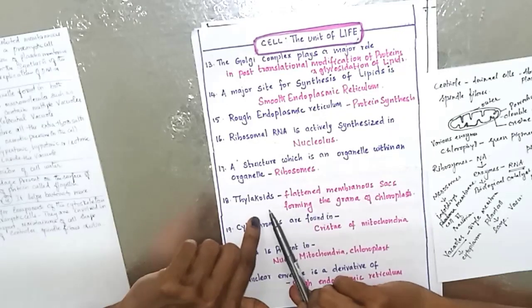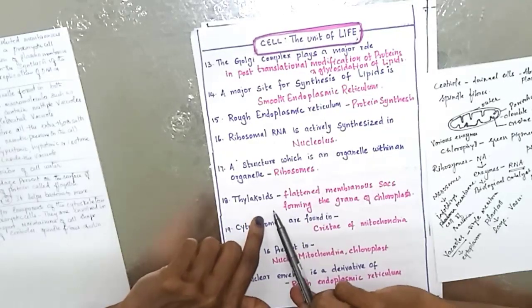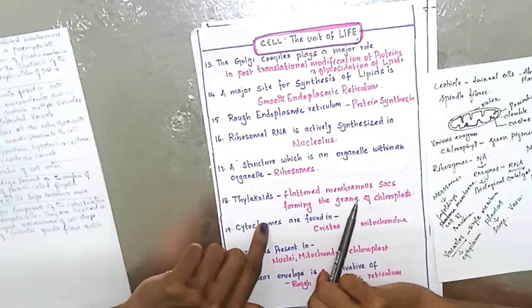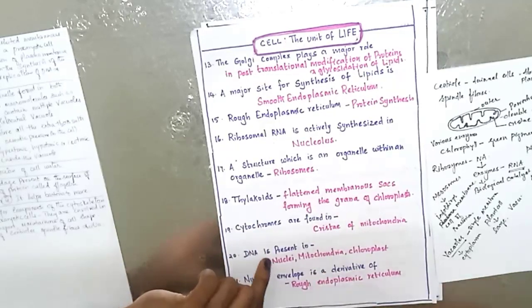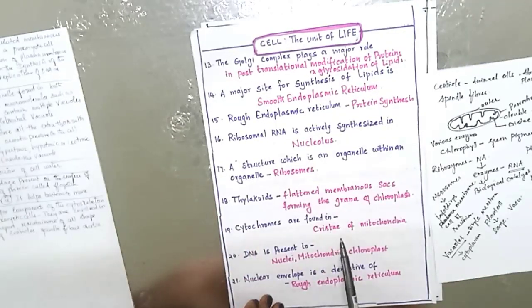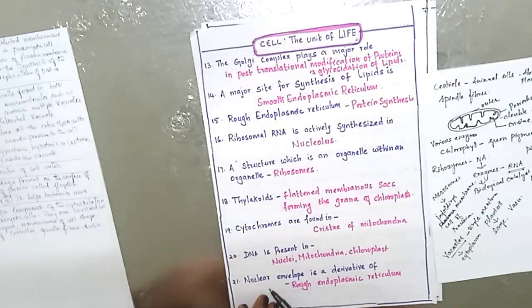The green pigment chlorophyll is present inside thylakoids. These thylakoids are flattened membranous sacs forming the grana of the chloroplast. Cytochromes are found in the cristae of mitochondria. DNA is present in three organelles: nuclei, mitochondria and chloroplast. The nuclear envelope is formed from rough endoplasmic reticulum.